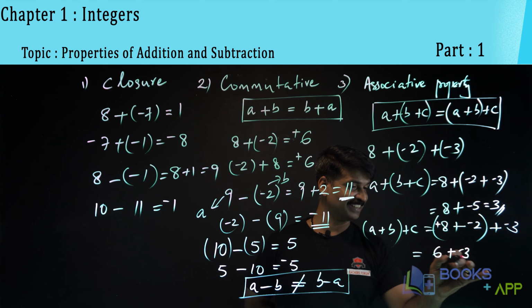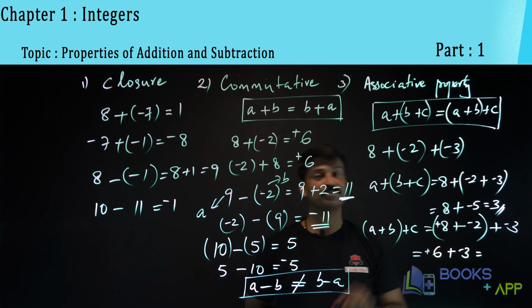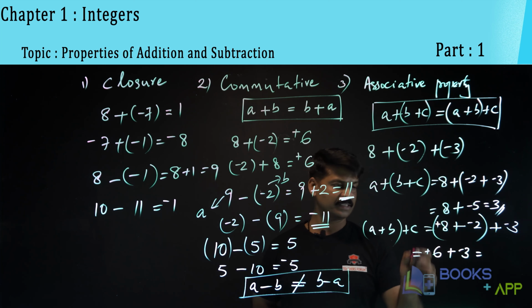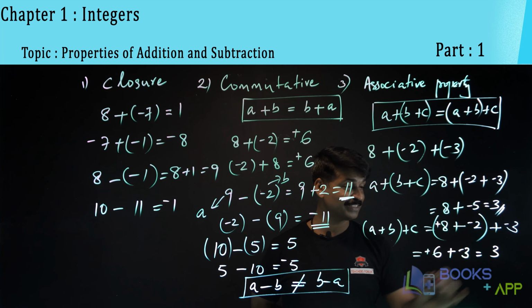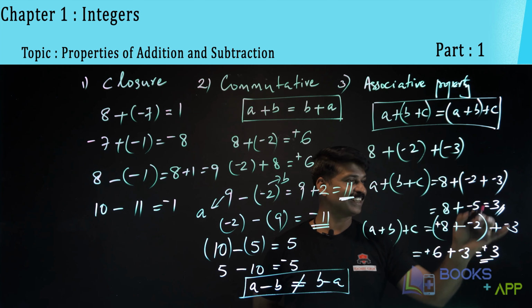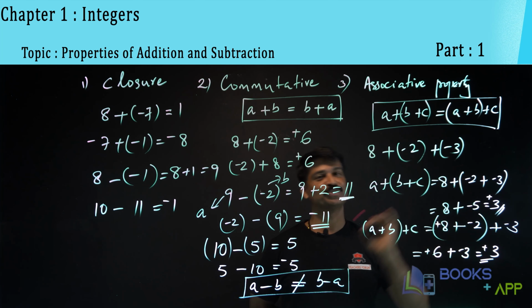Minus 3, isn't it? A positive number and a negative number. What do we have to do? Find the difference. 6 minus 3 is 3. Put the symbol of the greater number, that is plus. So what is the answer? Plus 3. Here also you got plus 3.